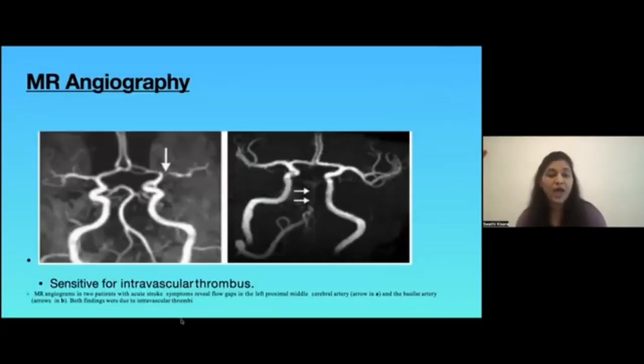So coming to MR angiography, it is very sensitive for detecting intravascular thrombus. The two pictures that are displayed here are MR angiograms in two patients with acute stroke symptoms. And these reveal flow gaps in the left proximal middle cerebral artery and also flow gaps in the basilar artery.